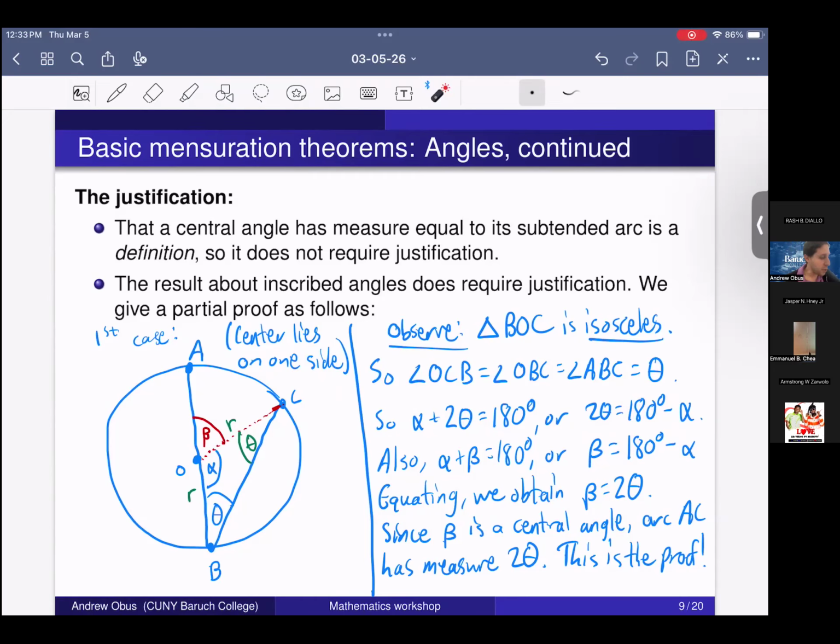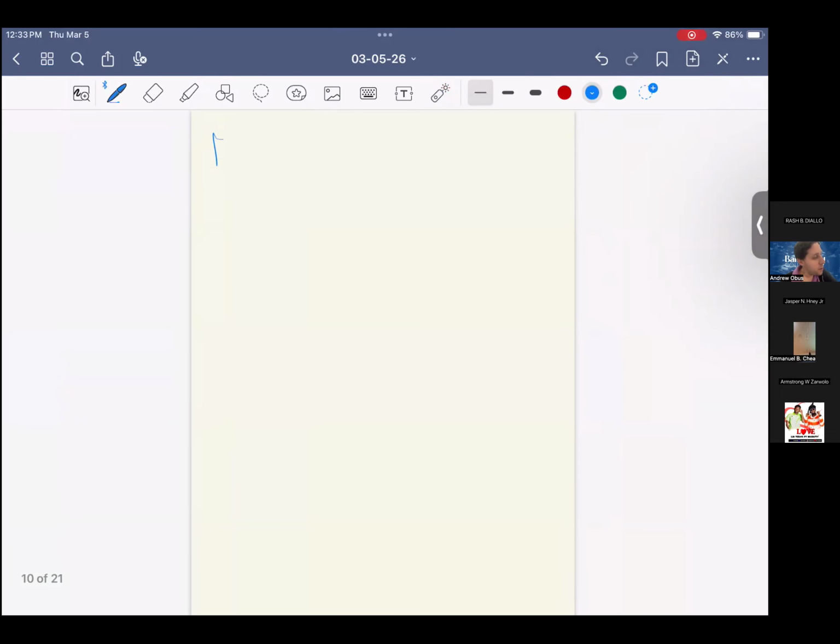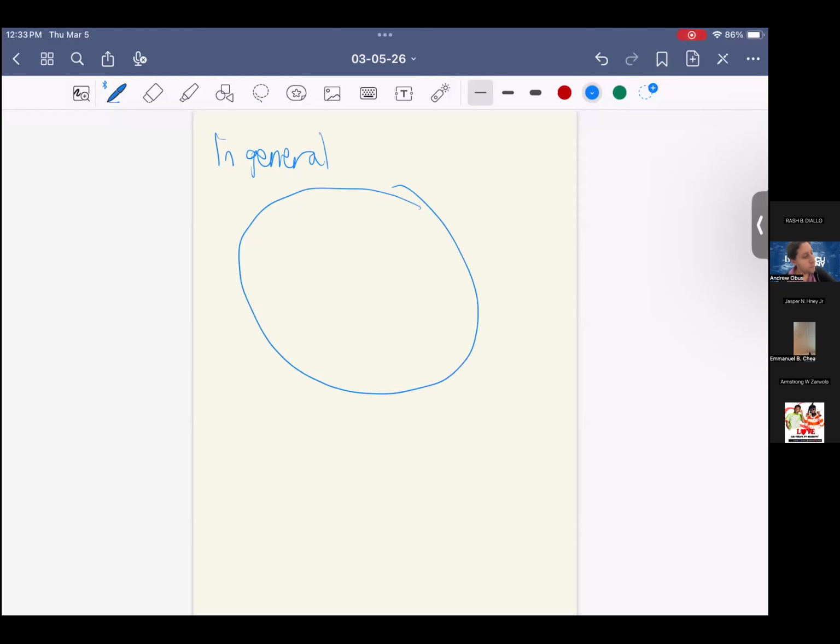Yeah, so we see that the central angle has measure twice the inscribed angle. Okay, so what do we do in general? If we accept this, in general, what do I do? I'm going to draw a circle. My circles aren't so good, but that's fine.